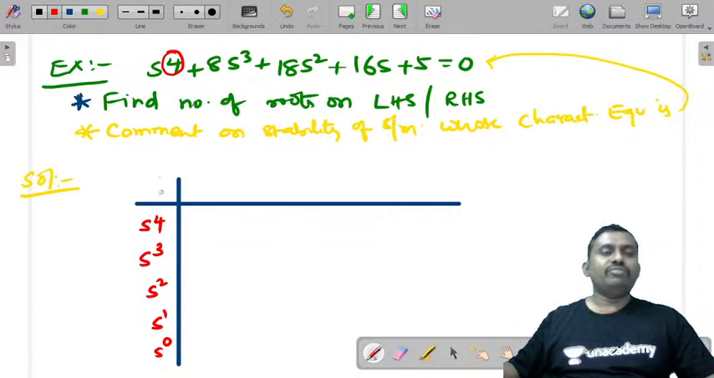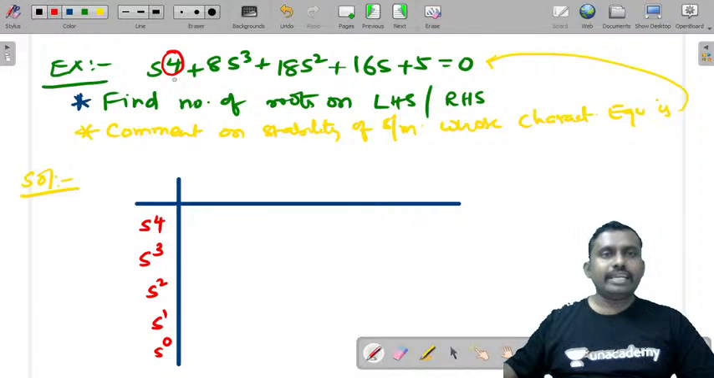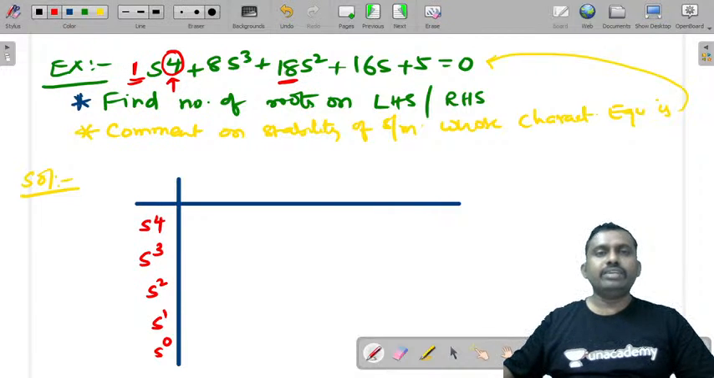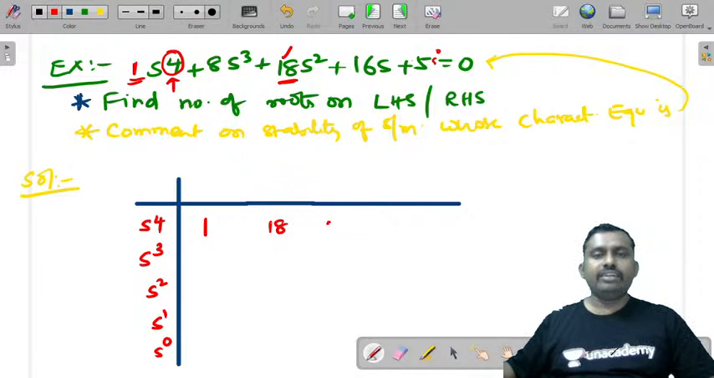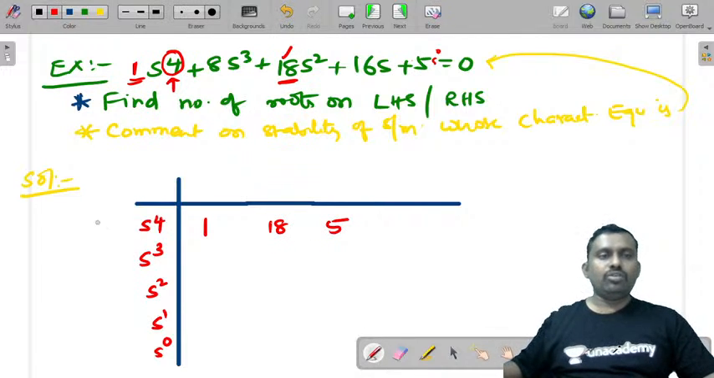So when you write s power 4, because this is an even power, consider all the coefficients of even power. This is one coefficient here, this is the second even number, so even polynomial. The coefficient here is 18 and for s power 0 the coefficient here is 5. So write 1, 18 and 5 in the row of s power 4.